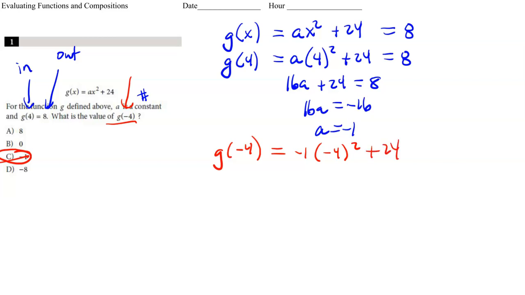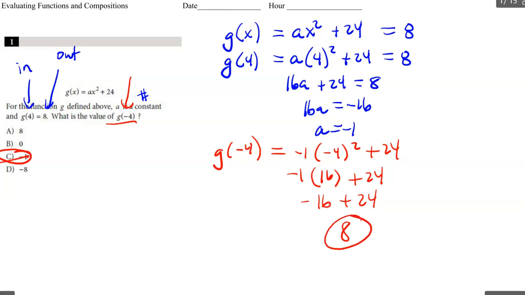And then what we can do is we do our parentheses. Negative 4 times itself is positive 16. Multiply that by negative 1 added to 24, and that would be negative 16 plus 24, which comes out to be 8. So the correct answer is A.